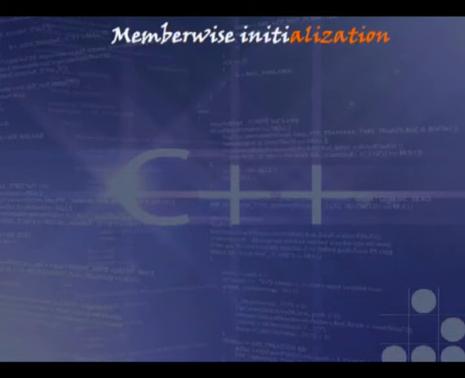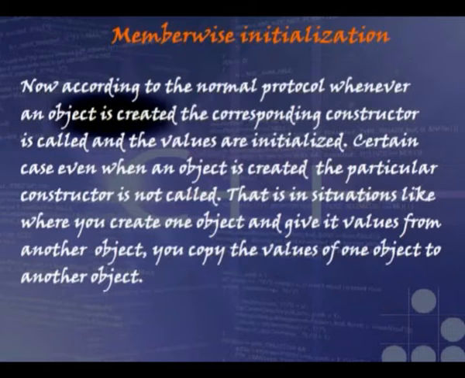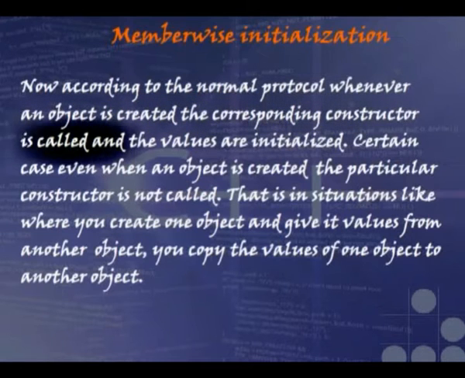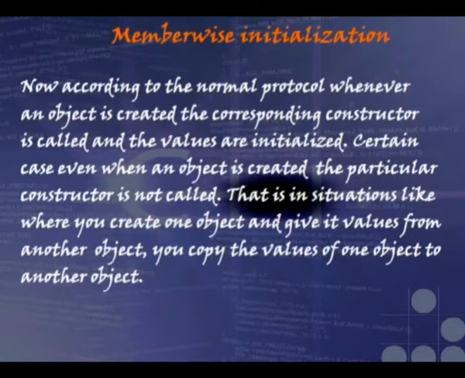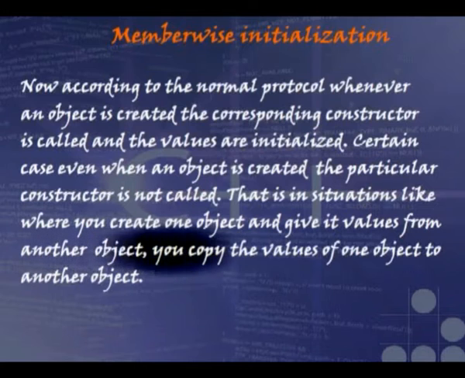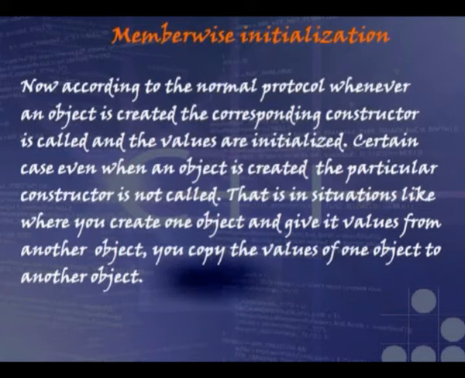Object. Now, according to the normal protocol, whenever an object is created, the corresponding constructor is called and the values are initialized. In certain cases, even when an object is created, the particular constructor is not called. That is in situations where you create one object and give it values from another object. You copy the values of one object to another object.